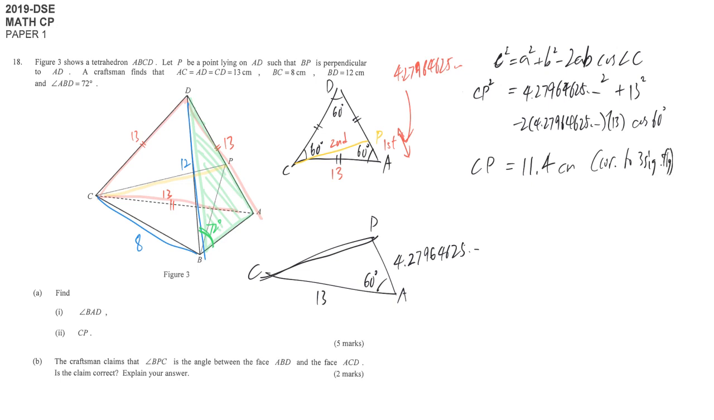We have a pretty good understanding of this triangle now, and then we are going to consider part B. Is angle BPC the angle between the face ABD and also the face ACD? Just now we already mentioned a little bit about this angle, it is a right angle.